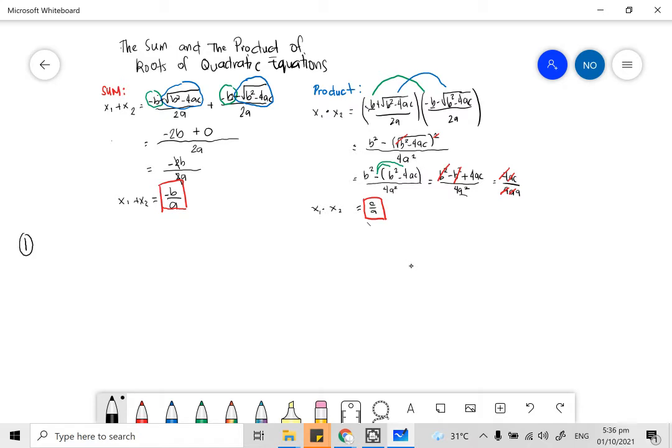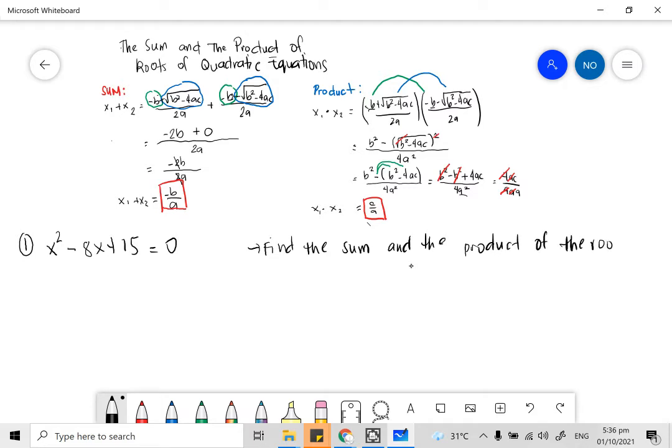Number 1, we have x squared minus 8x plus 15 equal to 0. So, ang gagawin natin dito, we're going to find the sum and the product of the roots. Okay, so yan ang gagawin natin.